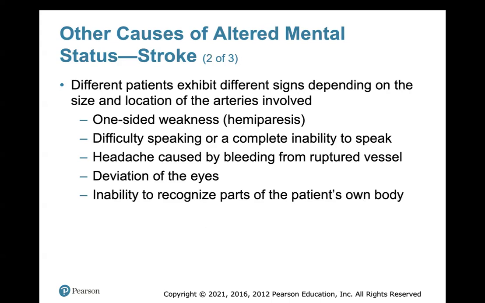Different patients exhibit different signs depending on size and location of the arteries involved in the stroke. One-sided weakness is very common. We call it hemiparesis. So they have complete left or right sided weakness or paralysis on one side or the other. Difficulty speaking, complete inability to speak. They may have slurred words that don't make a lot of sense, or dysphasia where they're just saying nonsense words. Severe headache, deviation of the eyes, inability to recognize parts of their body. These are all signs and symptoms of a stroke.